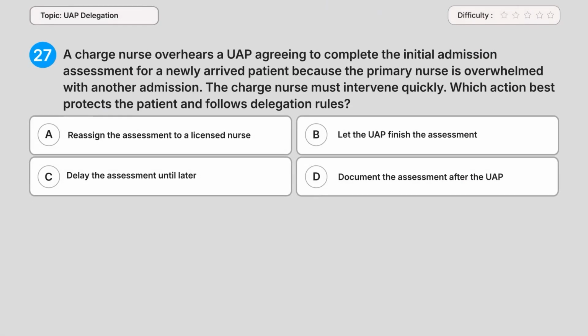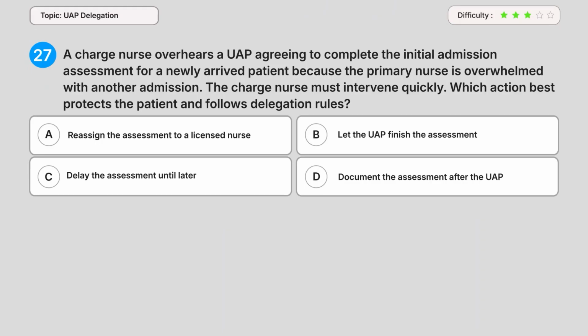Question 27. A charge nurse overhears a UAP agreeing to complete the initial admission assessment for a newly arrived patient because the primary nurse is overwhelmed with another admission. The charge nurse must intervene quickly. Which action best protects the patient and follows delegation rules?